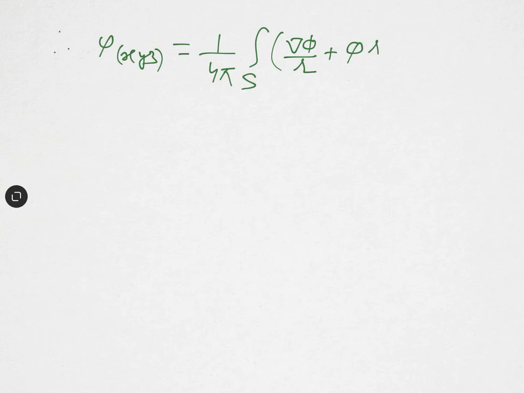Therefore phi x y z will be equal to what? This will be simply 1 over 4 pi integral over S del phi over r plus phi vector r over r cube dot ds.